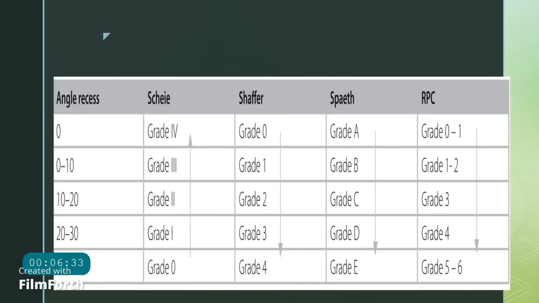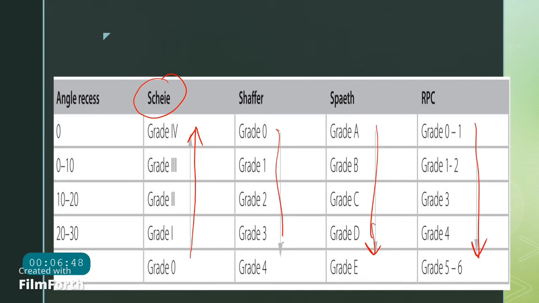Now, this table just summarizes all the classifications that we have seen. Okay, so here it is only the Scheie's, where you can see the arrow is moving in totally opposite direction, and Schaffer's, Spaeth and RP Center are moving in the downward direction like this.